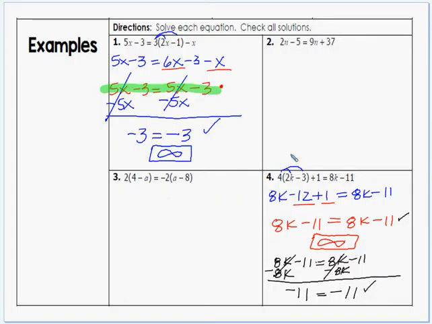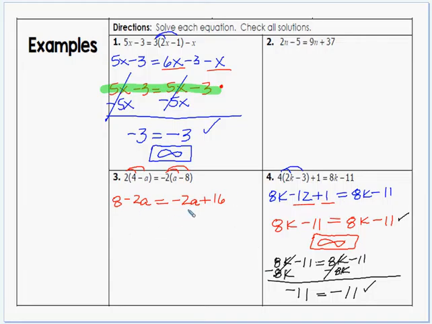I would like to look at number 3, and then we'll give you the answer for number 2 in case you've just been going through and doing the examples on your own. So here I have distribution that has to happen on both sides now that I have two sets of parentheses. So I'm going to go ahead and distribute. 2 times 4 is going to give me 8, and then 2 times negative a is minus 2a. And this is equal to, we get negative 2 times a, which is minus 2a. Negative 2 times a negative 8 is positive 16.